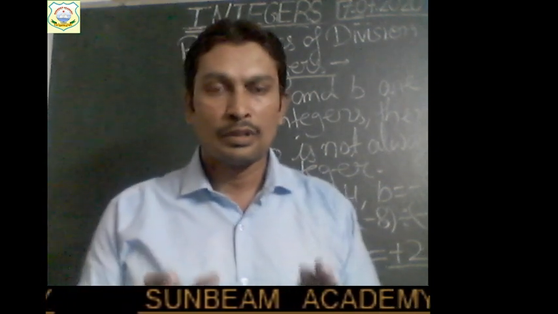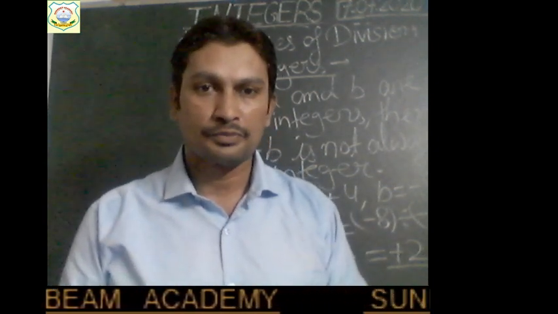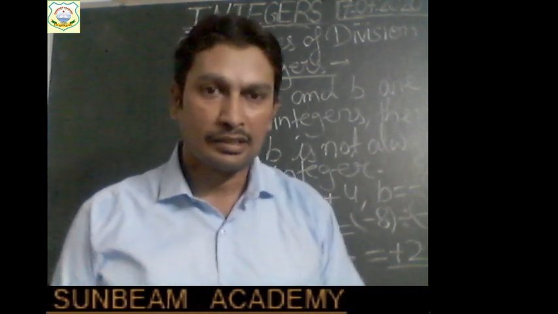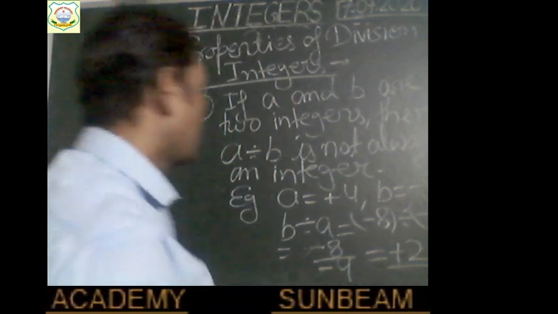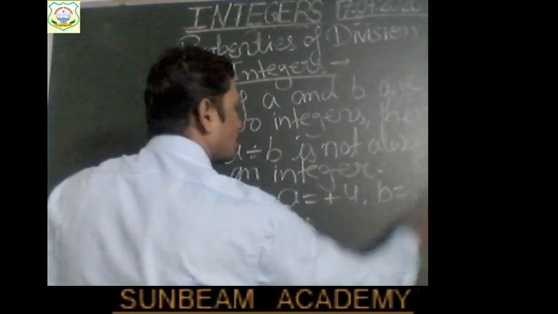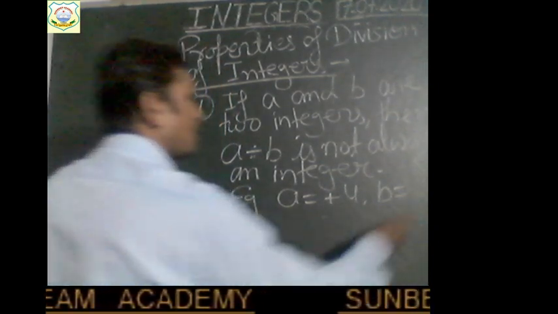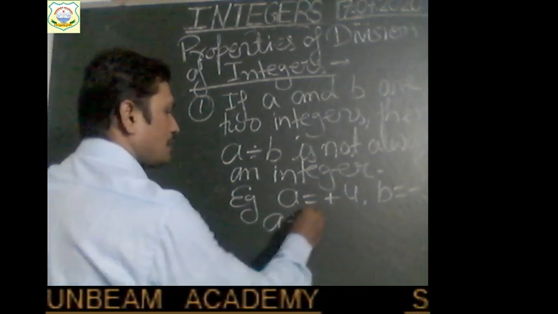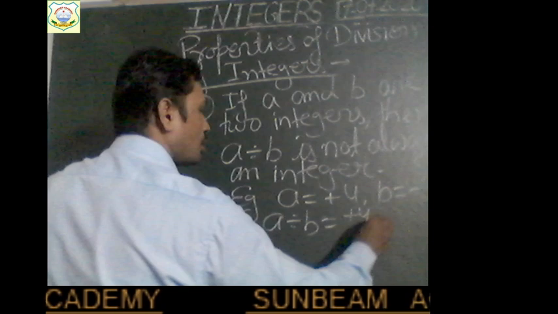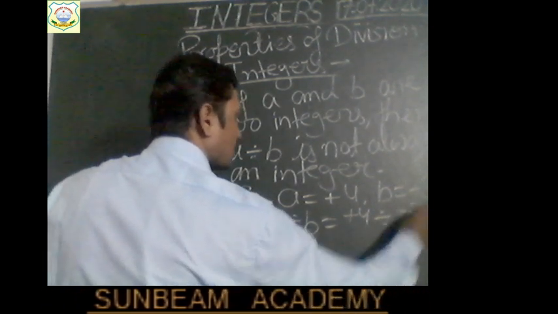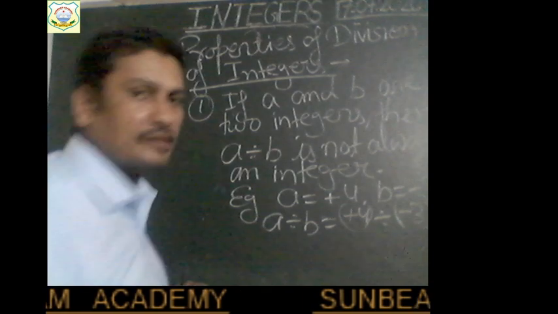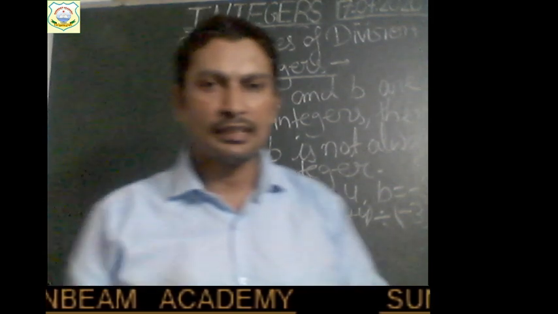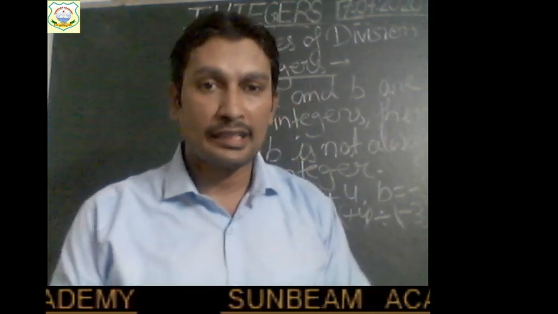But is this true? Is this rule always true, children? No, because one integer is not always divisible by another integer. We can take another example. For example, suppose the value of a is plus 4 and the value of b is minus 3. Then a divided by b will be equal to plus 4 divided by minus 3. Right, children? So can we divide plus 4 by minus 3? If we divide, then will we get an integer? No, children. 4 is not exactly divisible by 3.